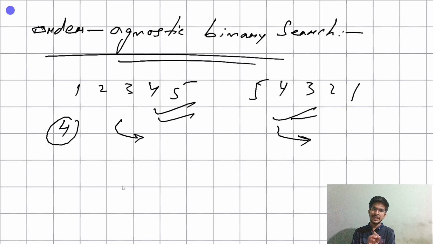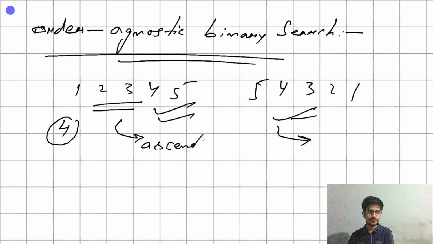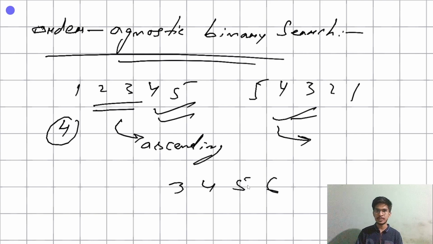So the main thing is here. Suppose this is an ascending order. We know this is an ascending order, right? We are seeing it. So how do we know whether a list is in ascending or descending order? Suppose you're given a random list, 3 4 5 6, and you have to tell whether it is ascending or descending. By looking, we can say it's ascending order, but how to code it? What you can do is take the first element and the second element.